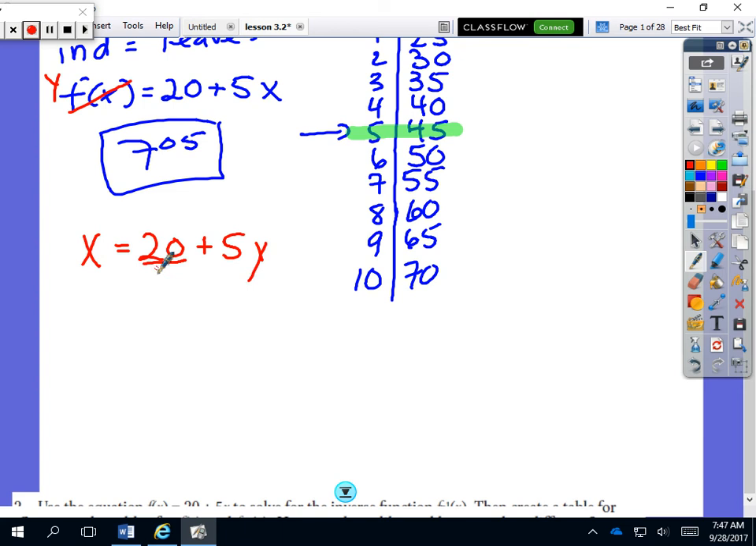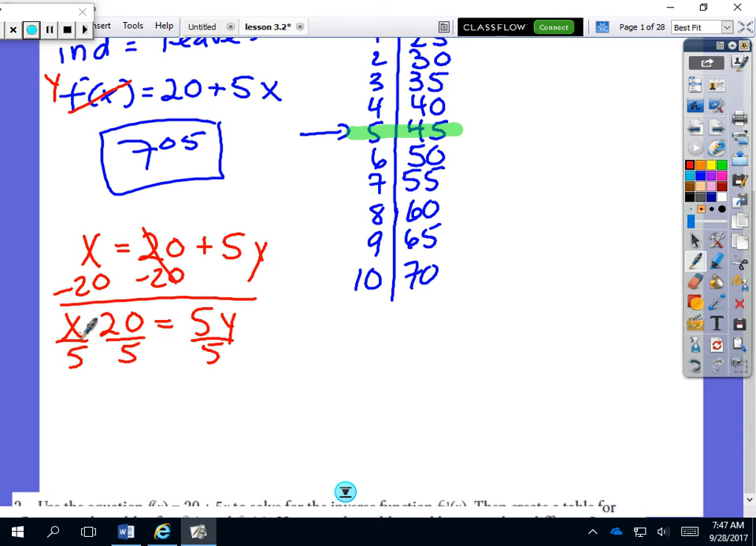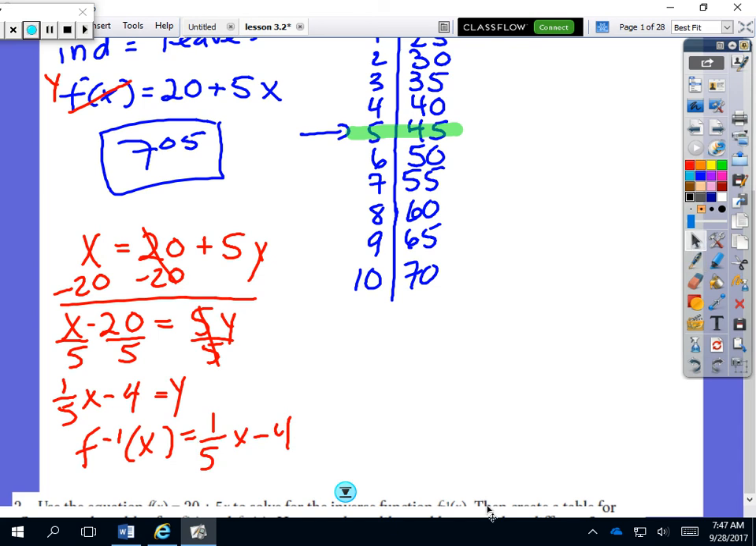Solve for y by subtracting 20 from both sides first. Remember, undo addition and subtraction first. These are not like terms, so that's x minus 20 equals 5y. Now divide everything by 5 because you undo multiplication by dividing. So I have y on this side, 1/5 x minus 4. 20 divided by 5 is 4. So if I write it in inverse form, it would be f negative 1 of x equals 1/5 x minus 4.